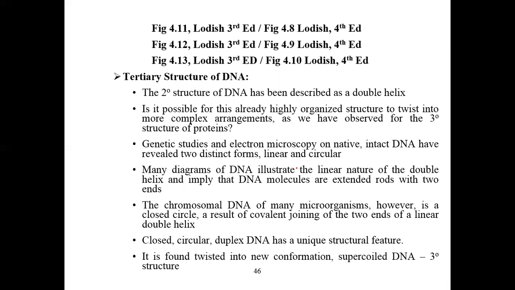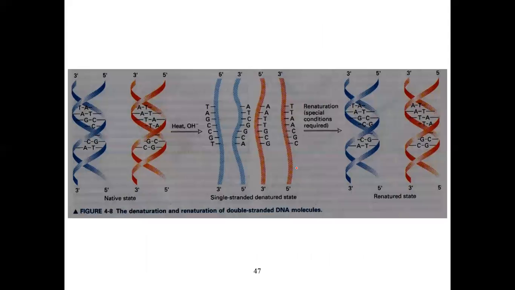The chromosomal DNA of many microorganisms, however, is closed circular, a result of covalent joining of the two ends of a linear double helix. Closed circular duplex DNA has a unique structural feature. It is found twisted into a new conformation, supercoiled DNA, and it makes a three-dimensional structure.